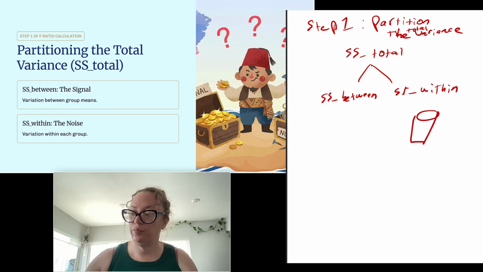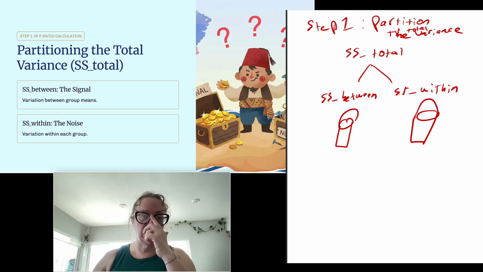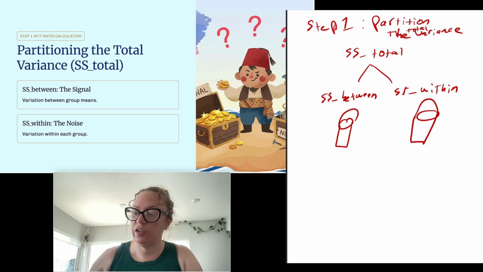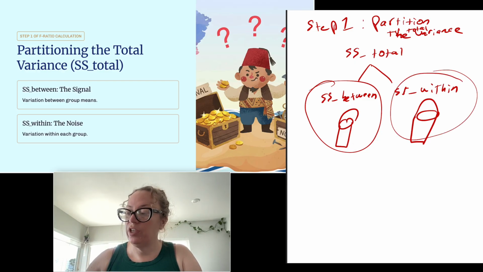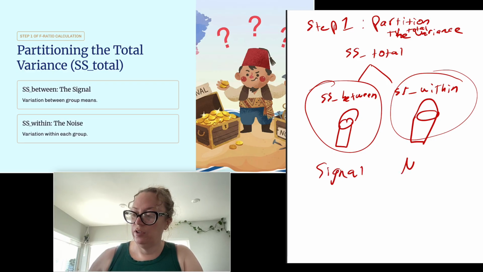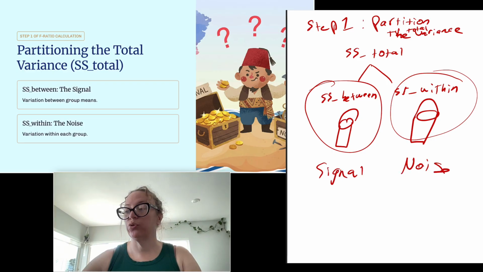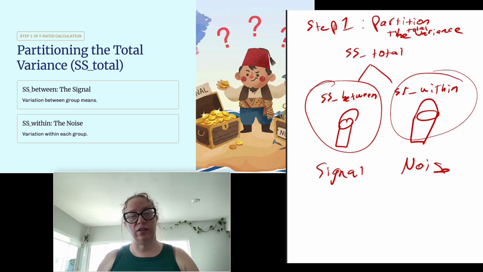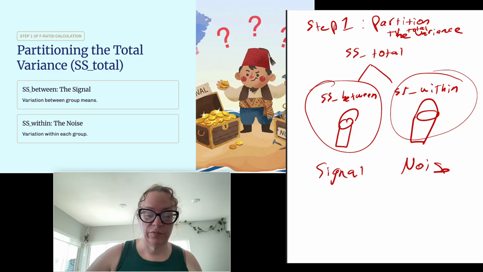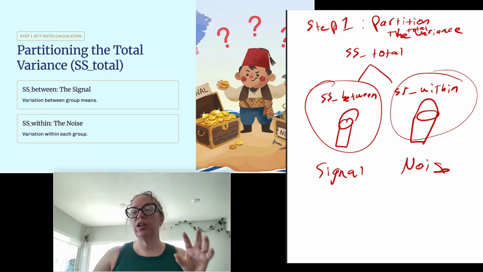You remember my beautiful buckets here? You have to partition into your two buckets. The spread explained by group membership, and the spread within the group, the noise. The signal and the noise. You have to partition those two. And we're going to go through how to do that in the next video, in part 2, Part B. But step 1 is you're putting everything within the buckets.